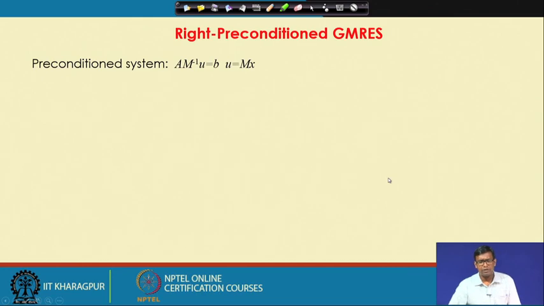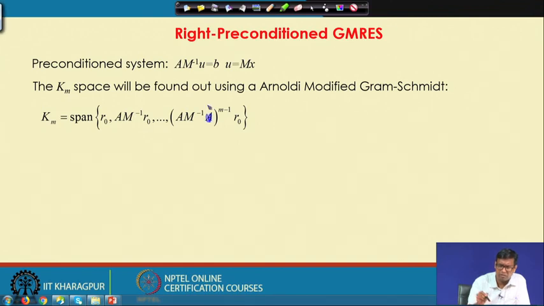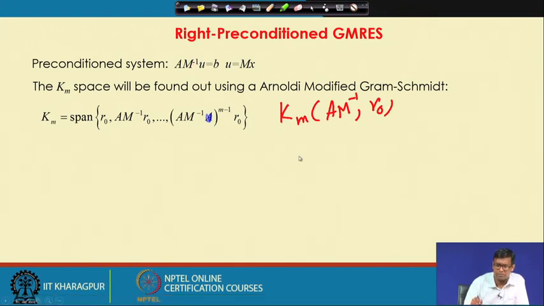In right preconditioned conjugate gradient, we have A M inverse u is equal to b and u is equal to M x. The Krylov subspace is now of A M inverse instead of A. So, it is r 0, A M inverse r 0, A M inverse to the power minus 1 r 0. So, this is called the Krylov subspace. We have to find out K m of A M inverse and r 0, and r 0 is the residual of this particular matrix system.